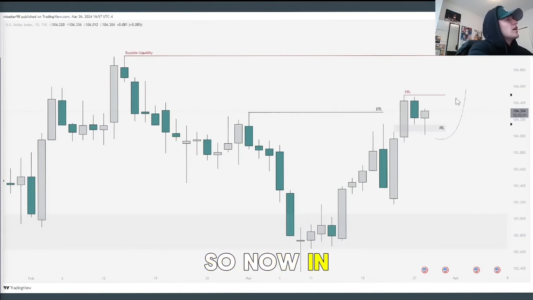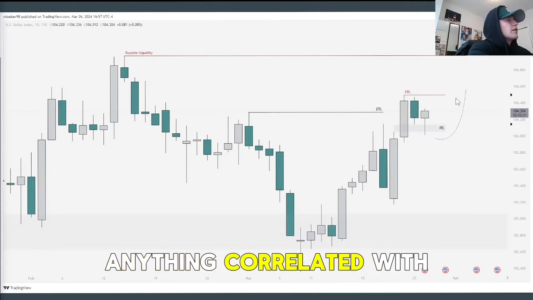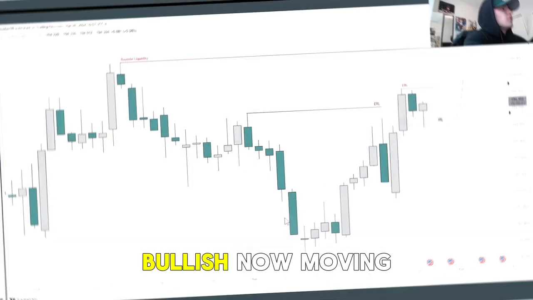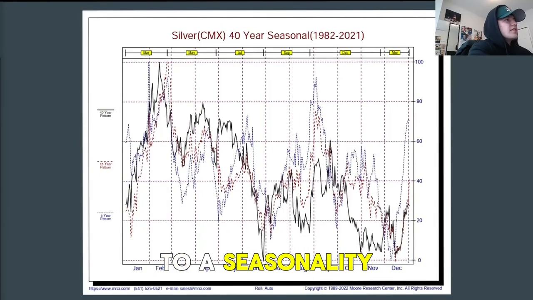So now, in my understanding, anything correlated with the dollar index, for majors or gold and silver, should be bearish if this is bullish. Now moving to a seasonality chart.